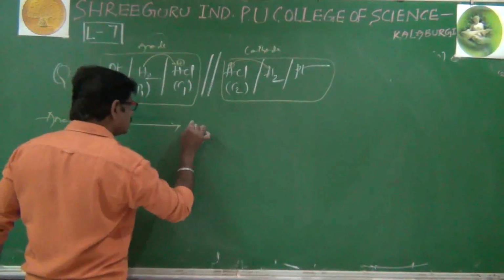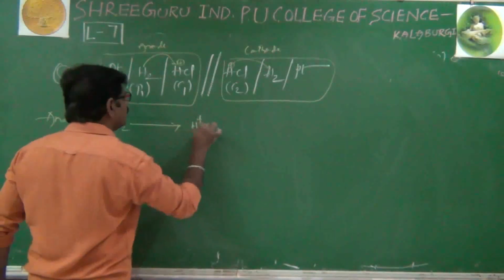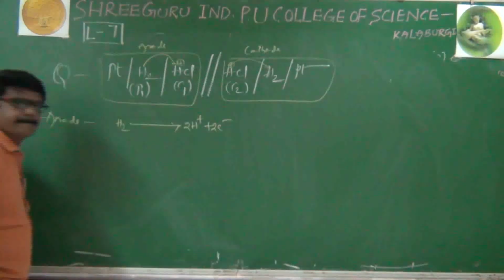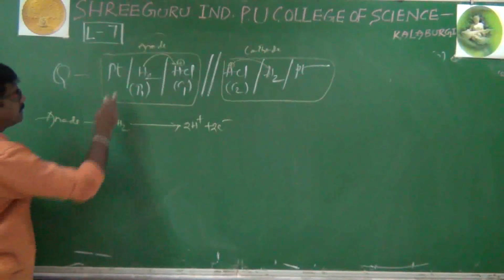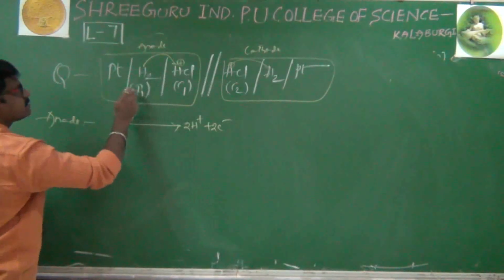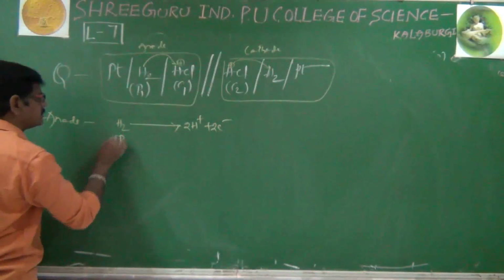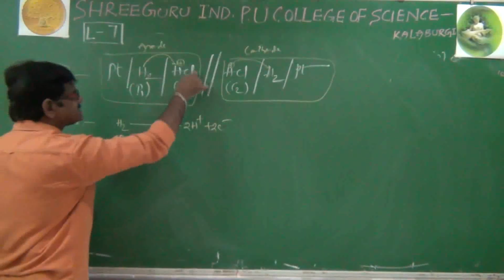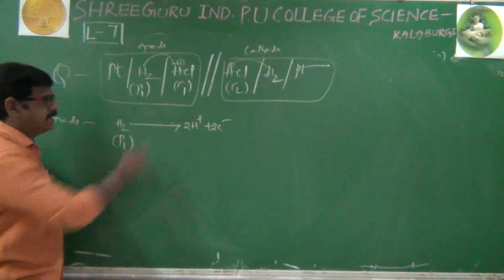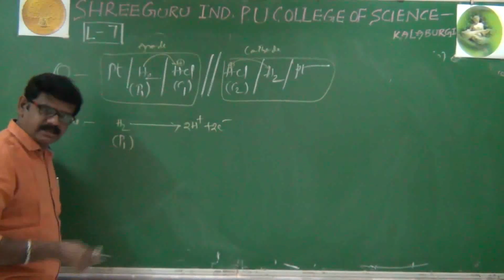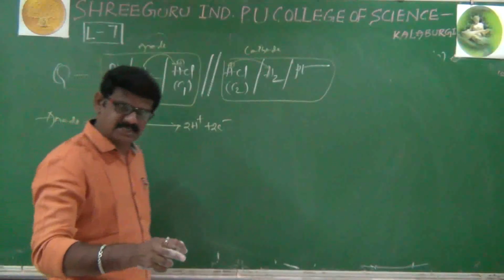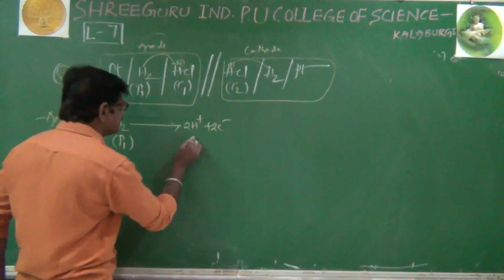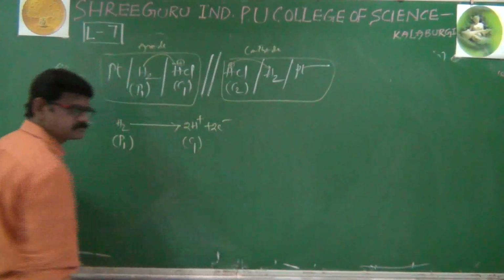H2 is losing electrons and converted to H+. For balancing purposes, we write 2H+ and 2 electrons. Here the hydrogen gas pressure is P1, that's why I have mentioned it below as P1, and here the HCl concentration is C1. If the HCl concentration is C1, automatically the H+ concentration is also C1, and the Cl- concentration is also C1 only. That's why here I will write C1.